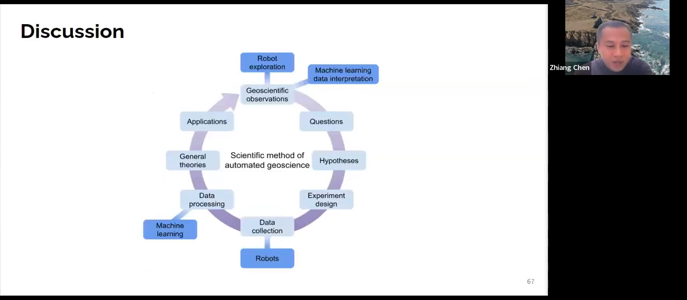And I'll end my presentation with this figure. I'm really excited about this research direction, which provides a way to push frontiers of robots, machine learning, and geoscience. And it's really the interface of these three that gives a powerful tool to potentially change the way of doing research. Thank you very much.